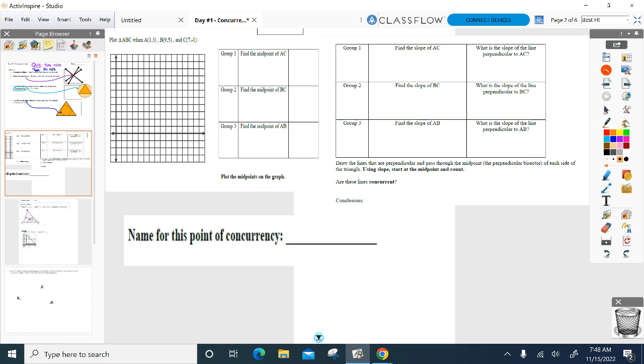All right, every group's going to have a job here. It's going to be like a mini project we got to do. We got to create here. First thing I need every group to do is plot triangle ABC on the graph I've given you.